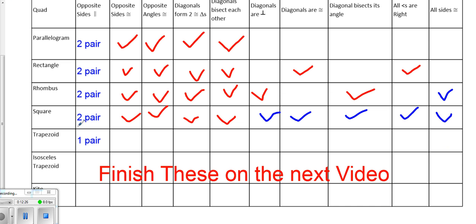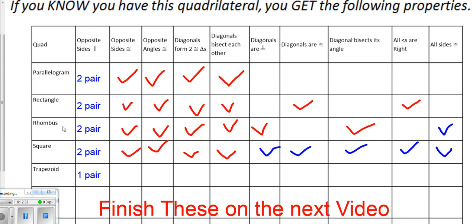For trapezoids, again, the only thing we can tell for sure is that one pair of opposite sides are parallel, and that's it. So this would be all of the information given from them telling us this figure is a rectangle, or this figure is a trapezoid. And that's all we have.